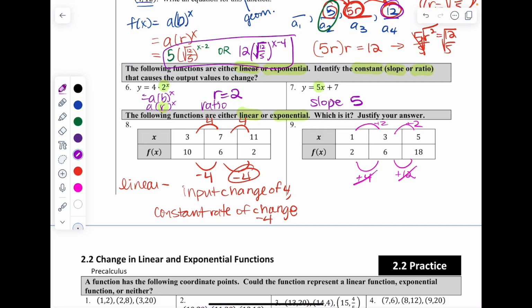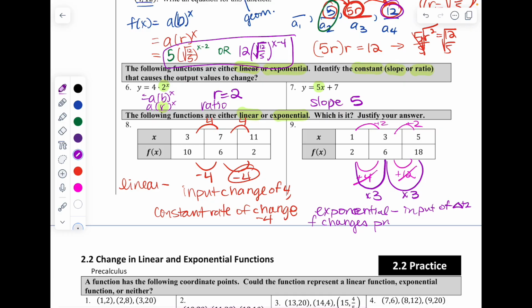Let's see if it's geometric. From 2 to 6, we multiply times 3, and then 6 times 3, we'd also multiply by 3. So we know that this has got to be exponential. And that's because for each input change, or delta, of positive 2, the function changes proportionally by a ratio of 3.